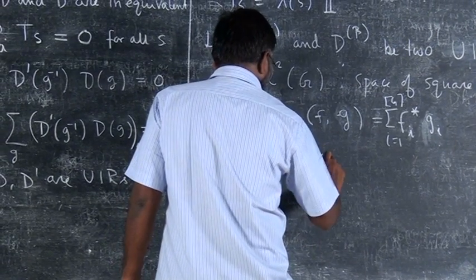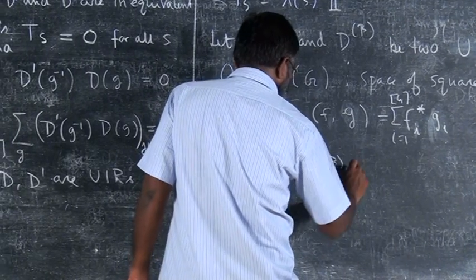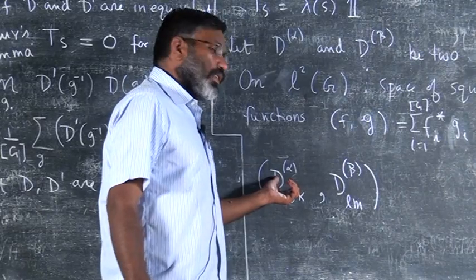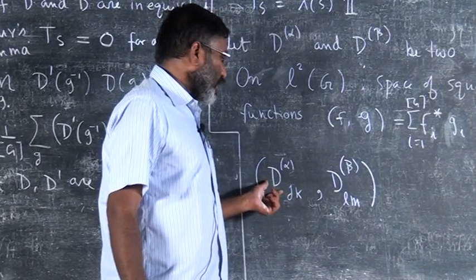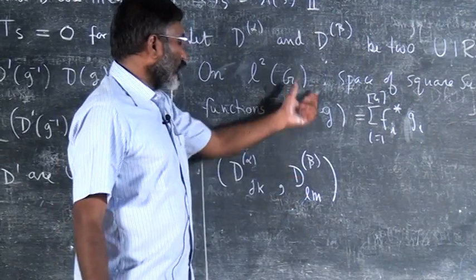d of beta Lm. What does it mean? This is the jkth element of the alpha representation, the Lmth element of the beta representation. This is an inner product in this fashion.